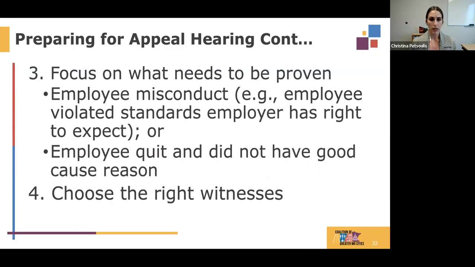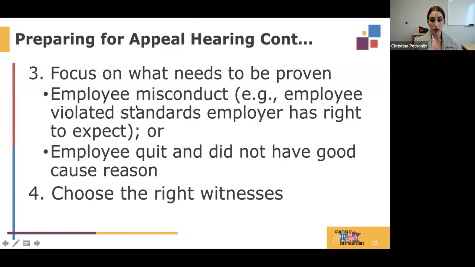So the third thing is really focusing on what needs to be proven. That's what Angel went over previously. So either you're going to be trying to prove employee misconduct, or that there wasn't good cause to quit. With misconduct, you really have to show, again, that the employee violated a certain standard. It doesn't always need to be written, but it needs to be articulated at least at the hearing that the employer did have this reasonable standard, and that the employee was shown to actually violate that standard.